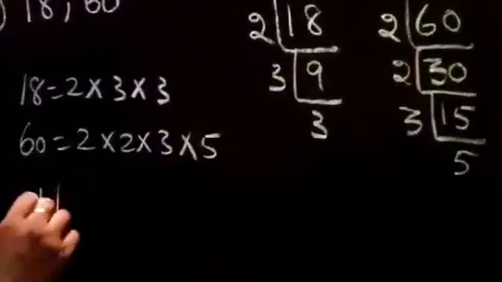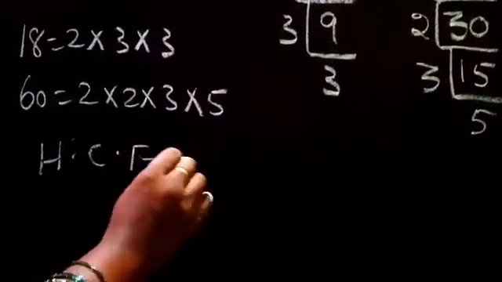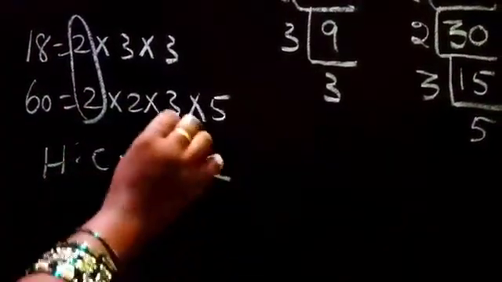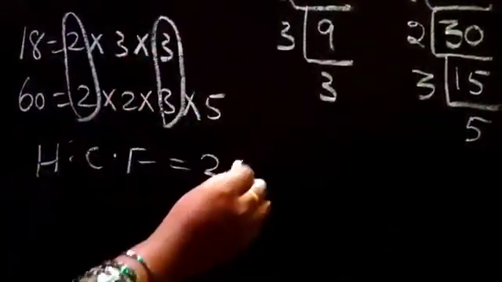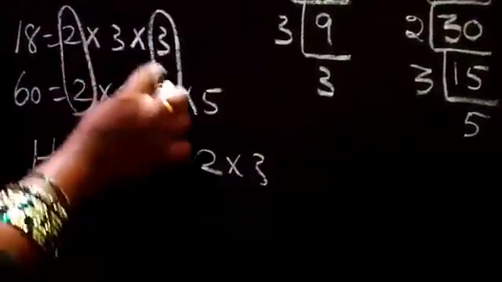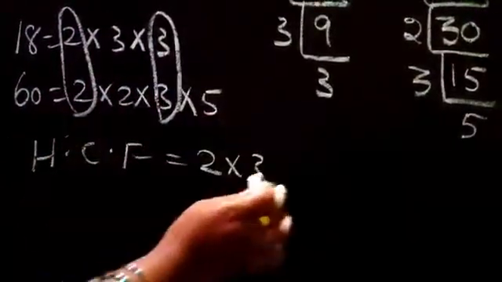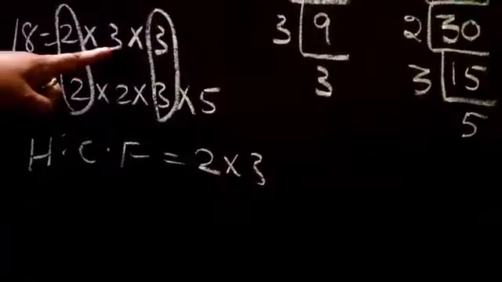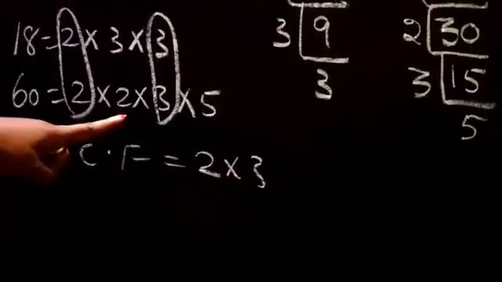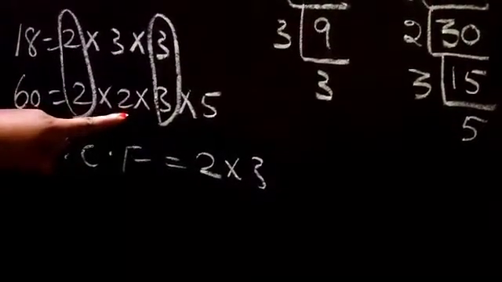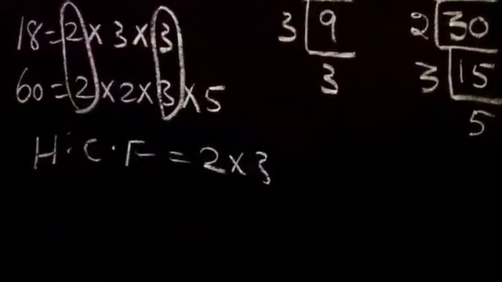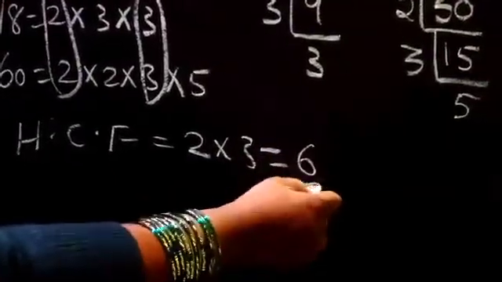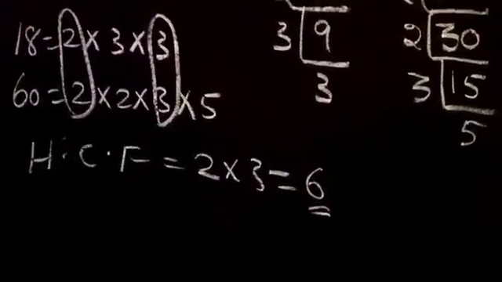So now the HCF is: we have 2 in both, so we write it. We have 3 in both, so we write it. We have 5 here, but here we don't have 5. Here we have another 3, but here we don't have any. We have another 2 here, but we don't have it in this one. So 2 3s are 6. 6 is our HCF.